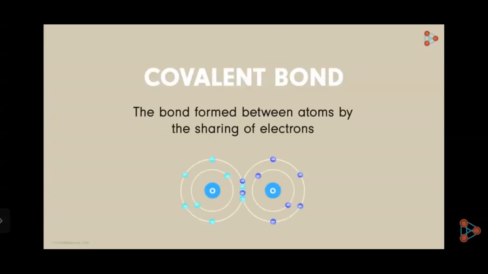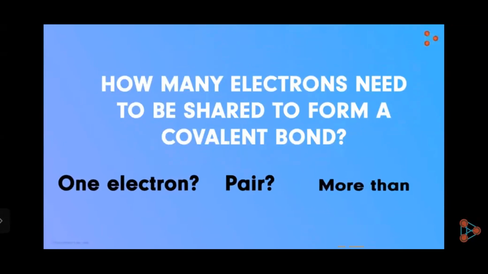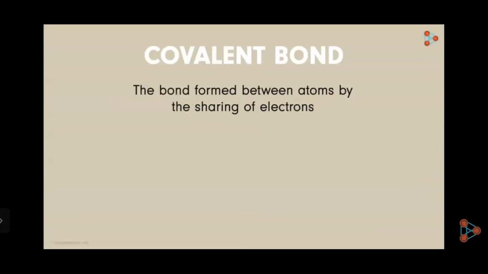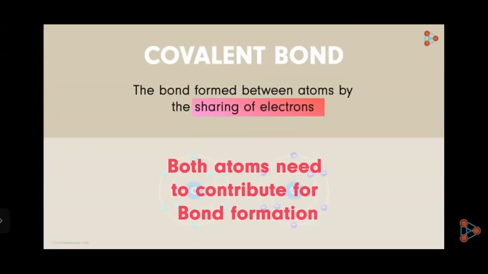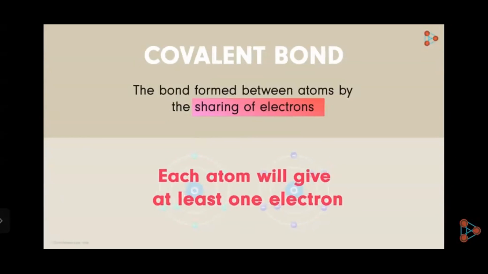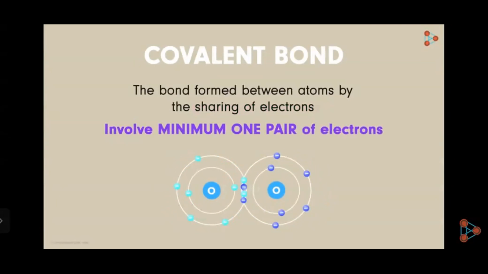Now the next question that pops up in our mind is how many electrons need to be shared to form a covalent bond? Is it 1 electron or a pair? Or more than a pair? Can you guess? Let me help you with the answer. When we say sharing, it means that both the atoms need to contribute for the bond formation, right? It indicates that each atom will give at least 1 electron from its valence shell. Does that tell us that a covalent bond will involve a minimum of 1 pair of electrons? Yes, a covalent bond needs at least 2 electrons or simply 1 pair of electrons.